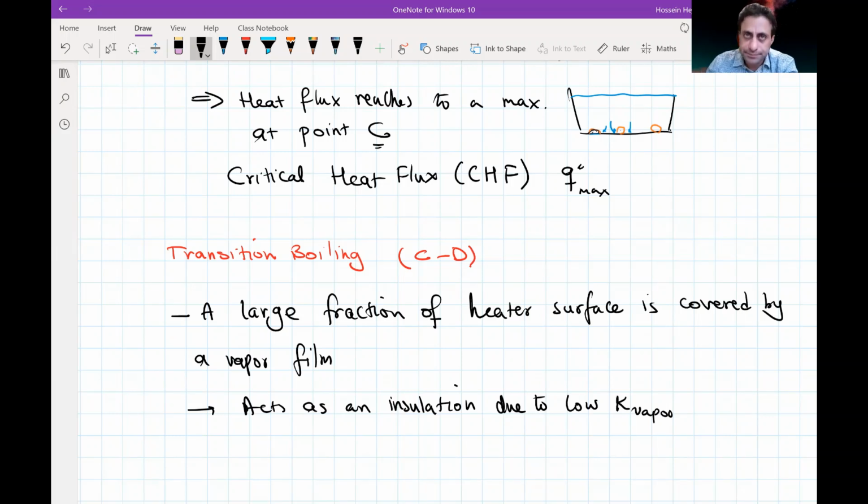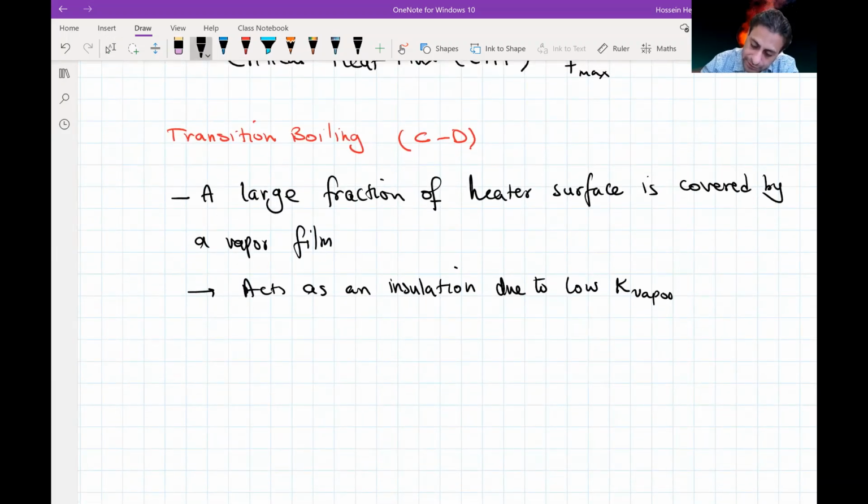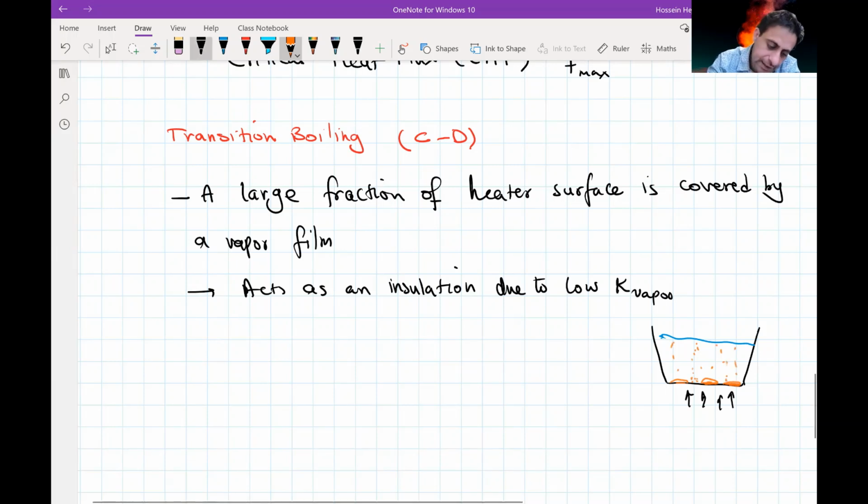In this region, both nucleate and film boiling exist. Just plotting the container again, with the flux here, we have a large part of the surface covered by this film. Still, there are some places where bubbles are forming, so it is still full of bubbles. So we have both nucleate and film boiling.